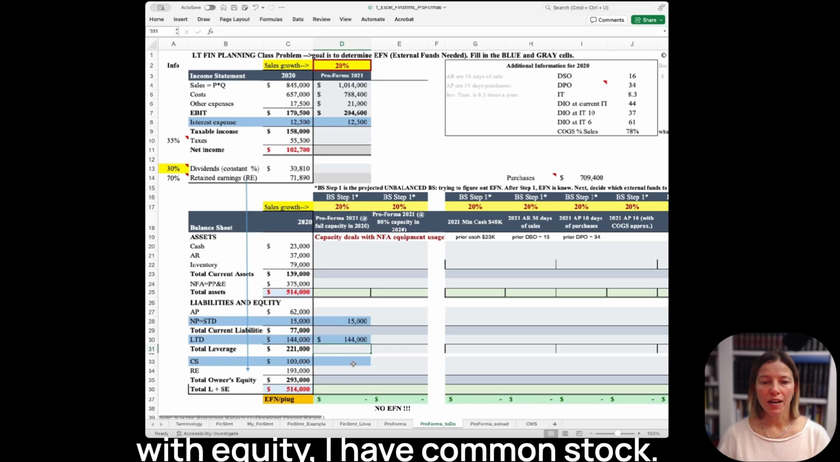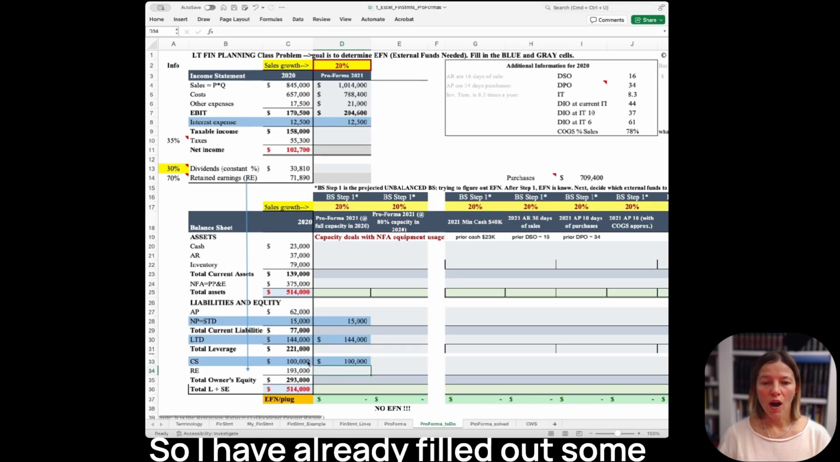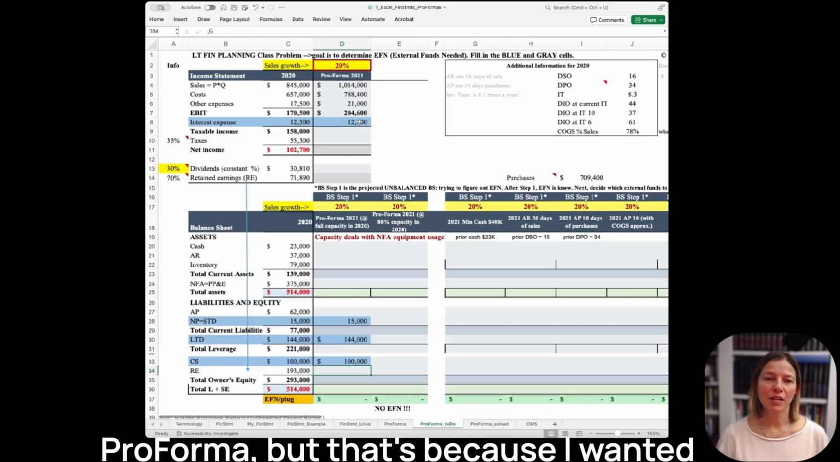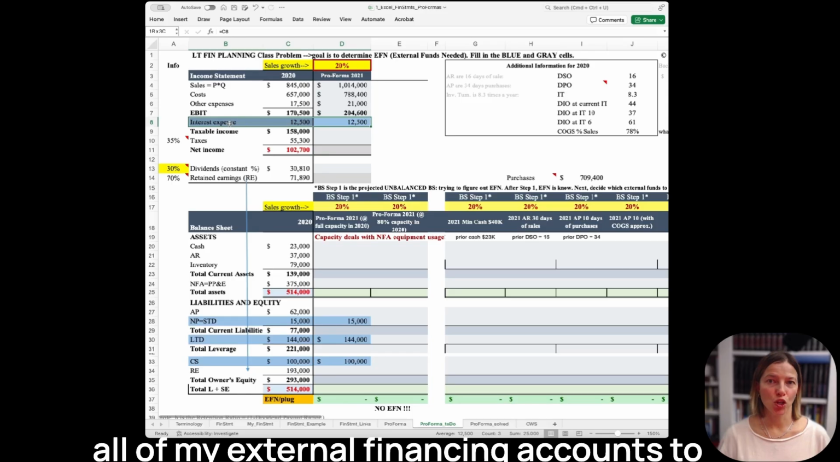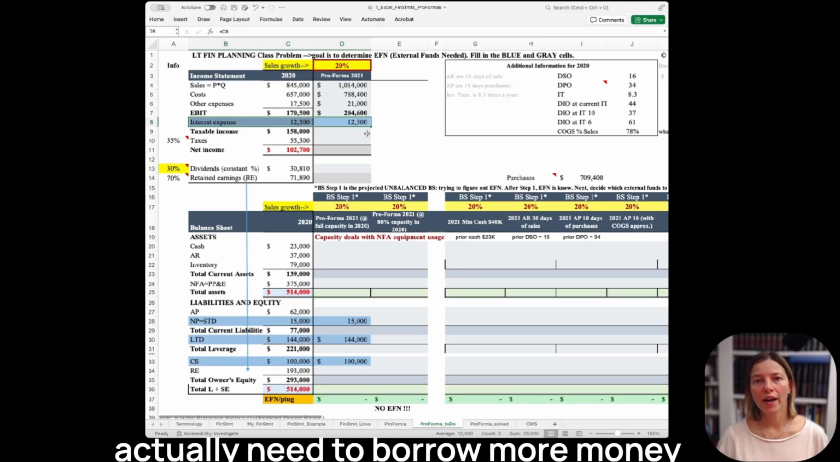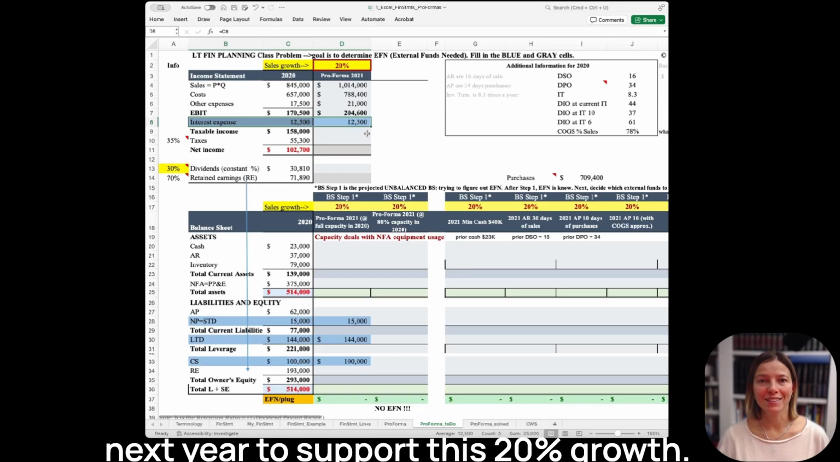And with equity, I have common stock. So I have already filled out some information on my balance sheet pro forma, but that's because I wanted all of my external financing accounts to be the same as last year, unchanged, because I want to understand, do I actually need to borrow more money next year to support this 20% growth?